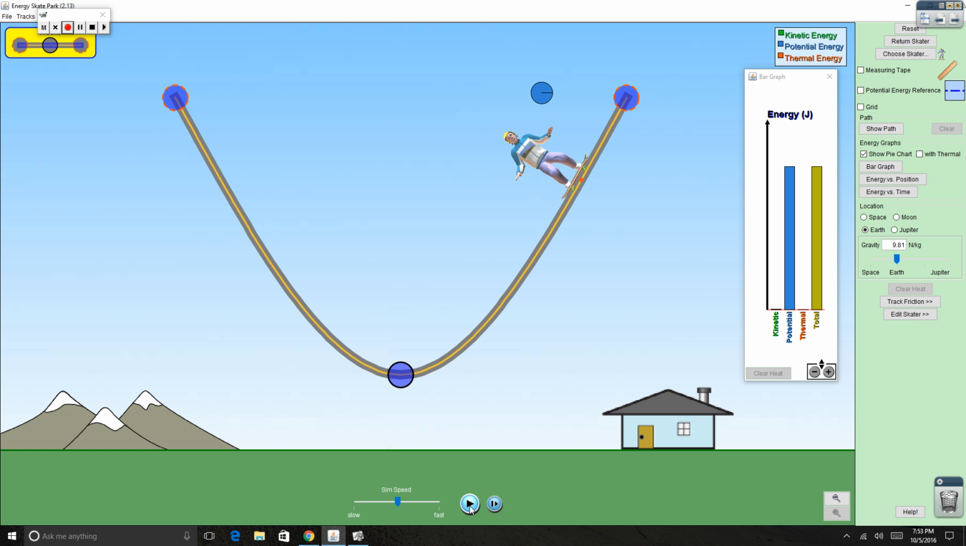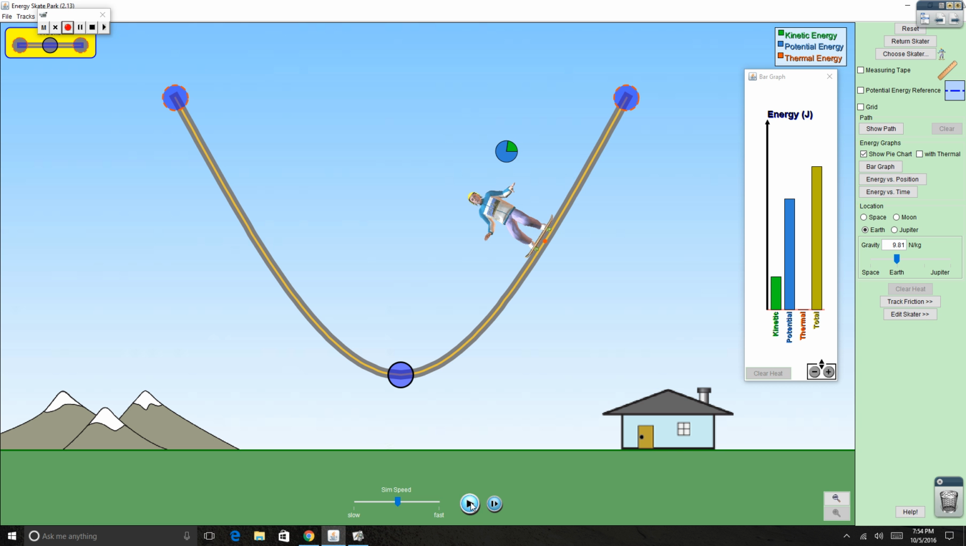Where the skater starts, the skater is at the highest position. It's furthest off the ground, which means the skater has the most potential energy. We can see that here in the bar graph, and we can see it in the pie chart that's hovering right above him. At this point, the skater has the potential to move. That energy can be converted to kinetic as the skater rolls down the hill. So let's let it happen.